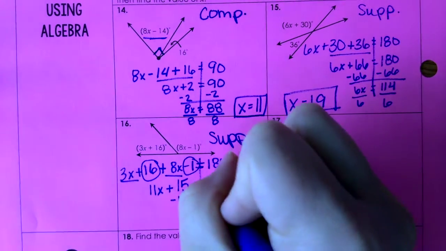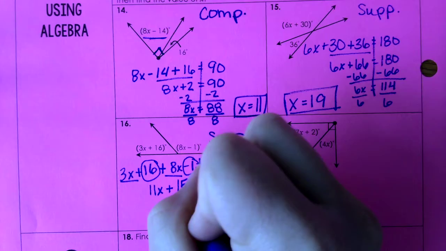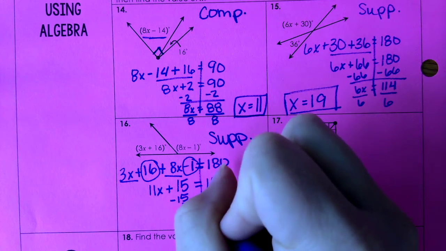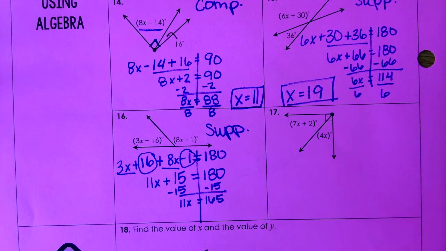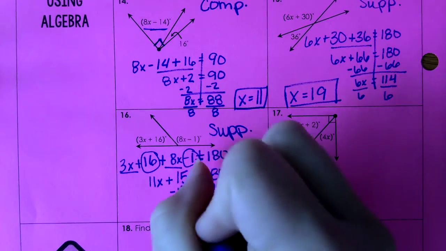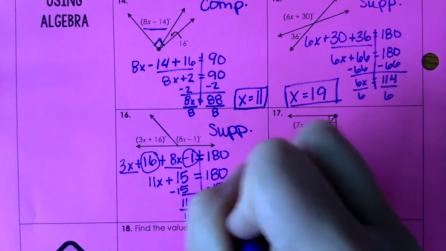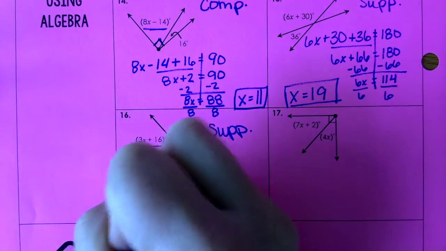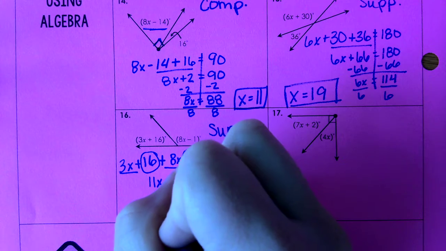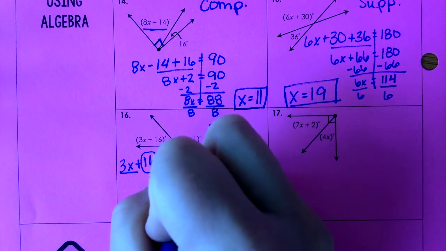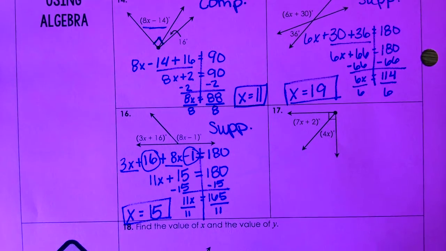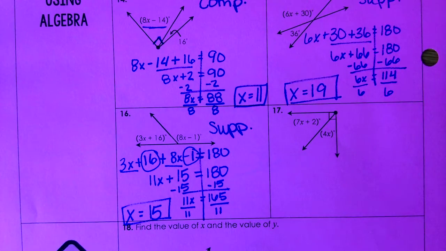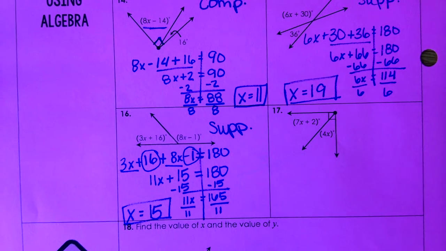Subtract both sides by 15. So I have 11x equals 165. And now what do I do? Divide by 11. So x equals 15. We're going to go through it so we know how to do it. It's both one. Yeah. Okay.